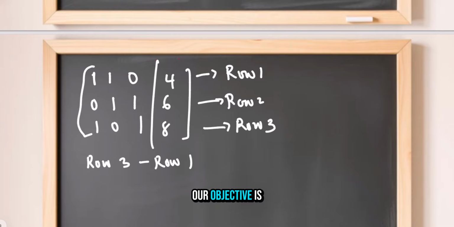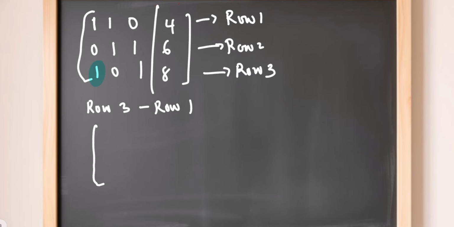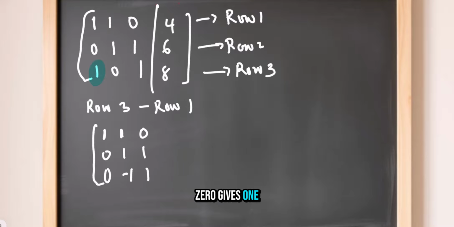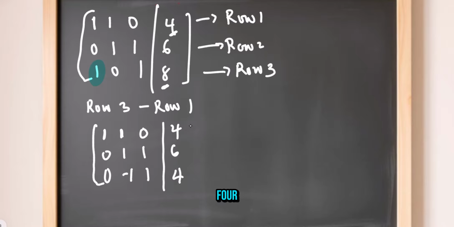What is our objective? Our objective is to get rid of this 1 and have a triangular matrix. So now we have row 3 minus row 1. Nothing happens to the first row. So we're only working with the last row. So here we have 0, 1, 1. So 1 minus 1 gives 0. 0 minus 1 gives negative 1. And 1 minus 0 gives 1. So we have 4, 6. And the last one here, 8 minus 4 gives 4.